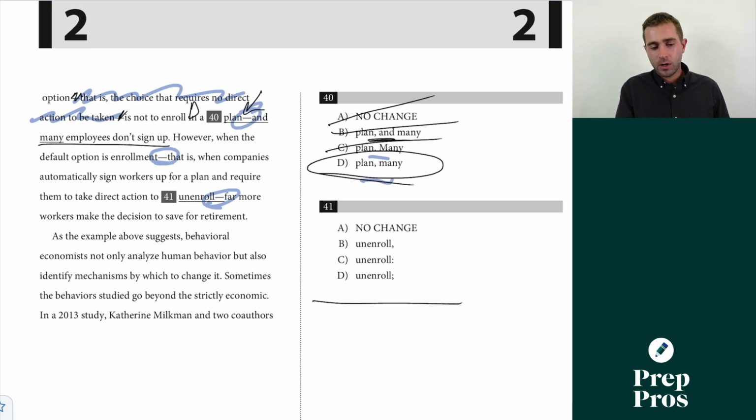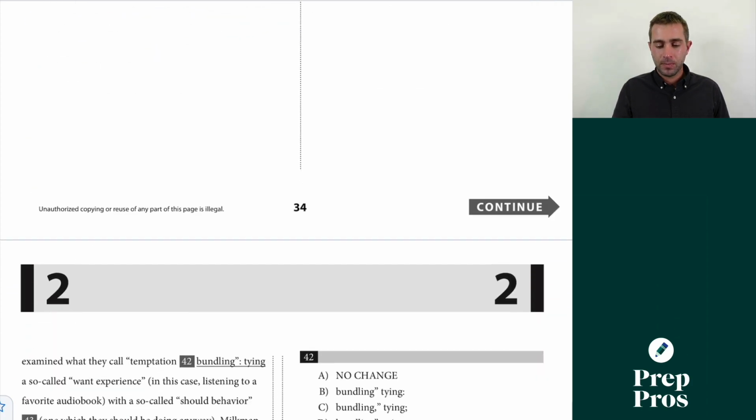However, when the default option is enrollment, that is when companies automatically sign workers up for a plan and require them to take direct action to enroll, far more workers make the decision to save for retirement. Let's just see if we can take all of this out. However, when the default option is enrollment, far more workers make the decision to save for retirement. That works perfectly. We can just take all that out.